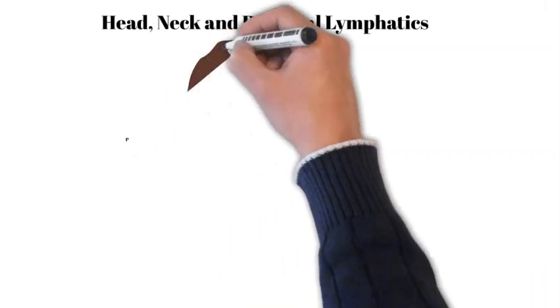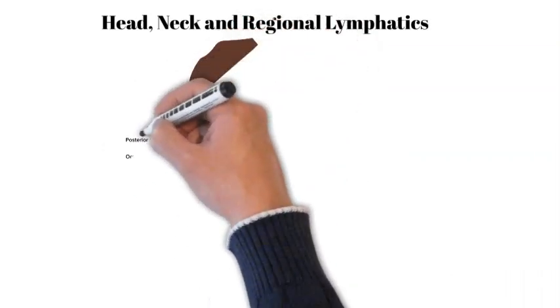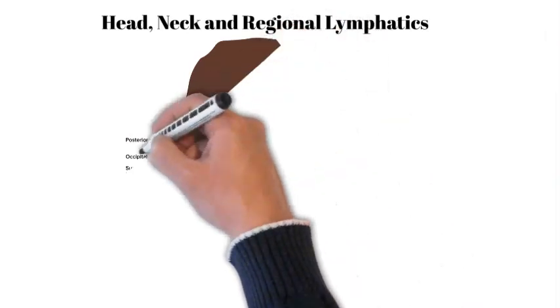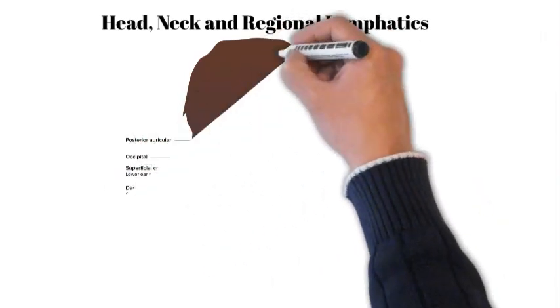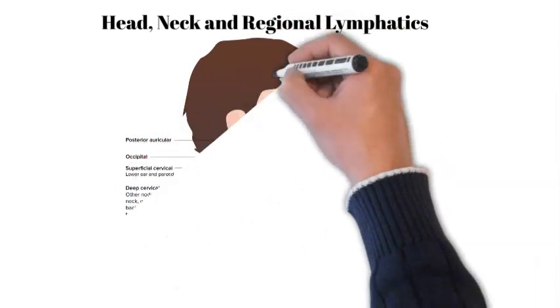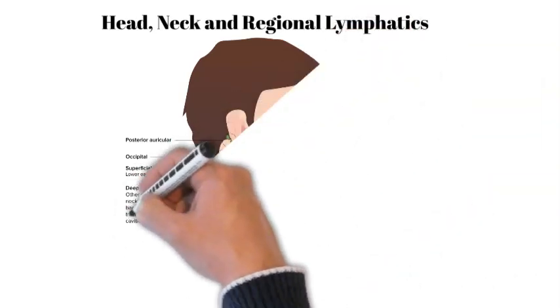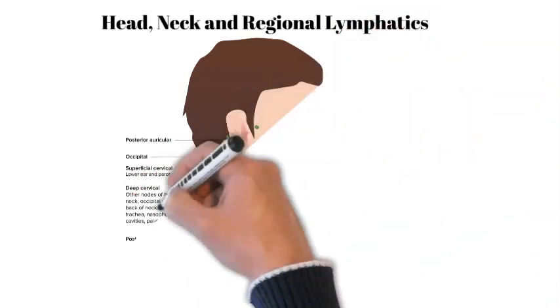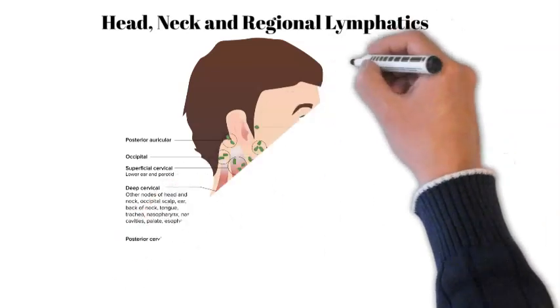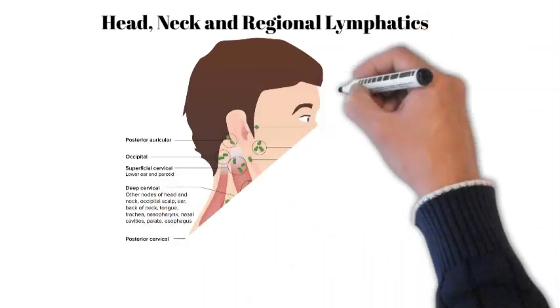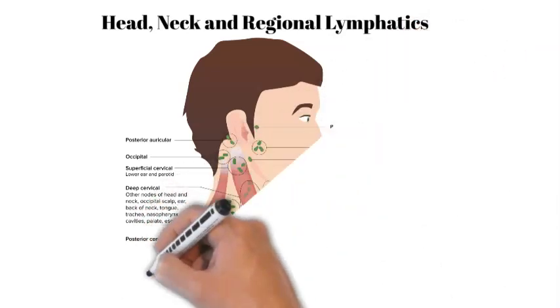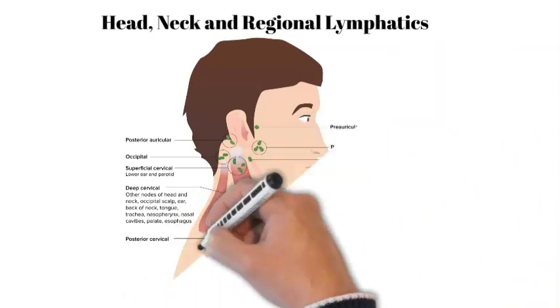Jugular venous pulse, the pulsation of the jugular vein in the neck, which can indicate fluid status and heart function. Lymph nodes, small, bean-shaped structures throughout the body that filter lymph fluid and help fight infections. Assessment techniques. Inspection, observing the neck for any visible abnormalities, such as swelling or masses.